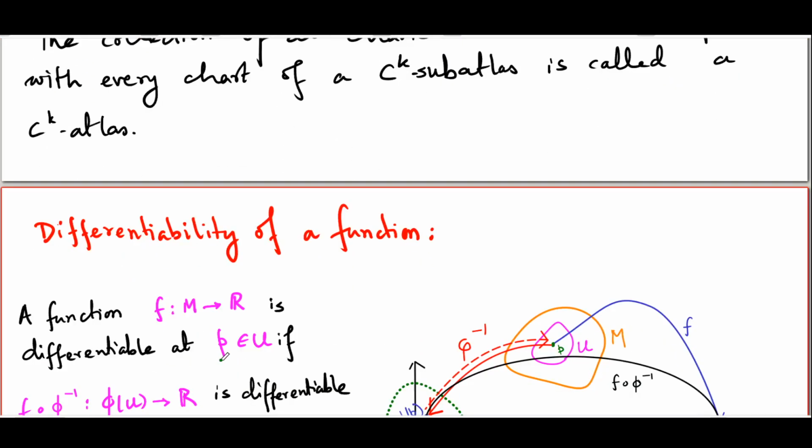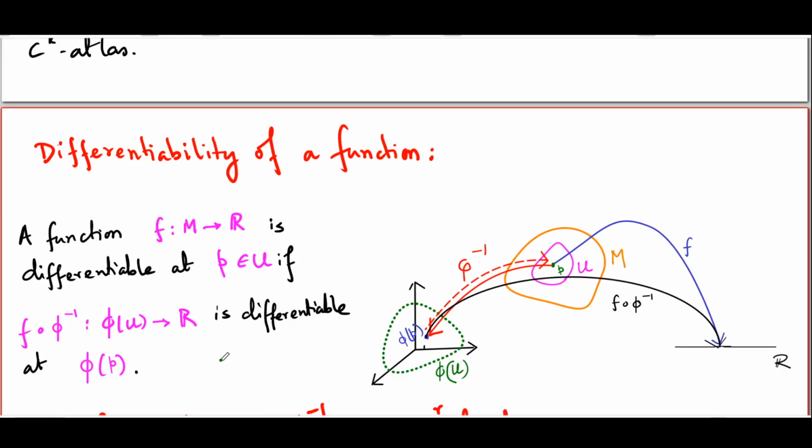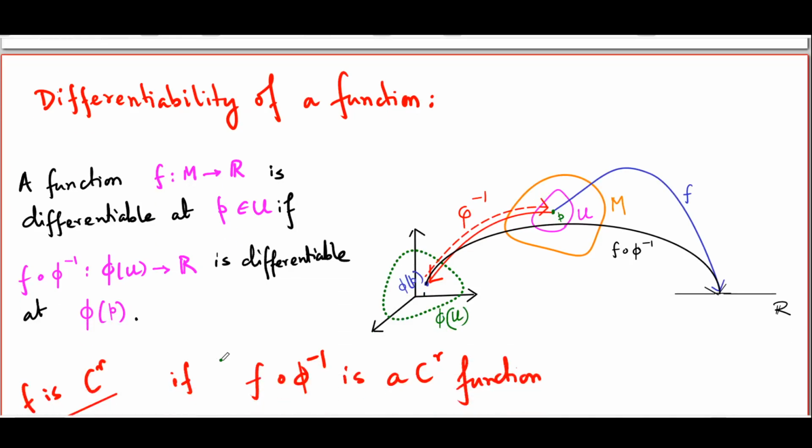For this, let us begin with a simple case where we are talking of a function f which takes M to the set of real numbers. Now, when do we say that this is differentiable at a point P belonging to the domain U of a chart? For this, what we need to do is to realize that we do not have a direct way of doing calculus on an arbitrary set, but we can do calculus on functions of multiple real variables.